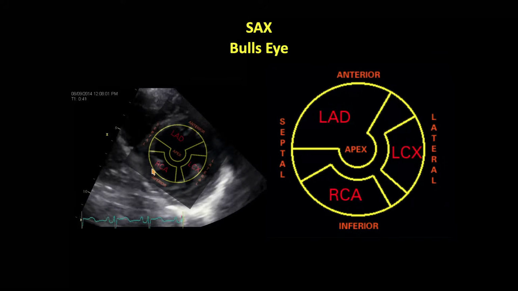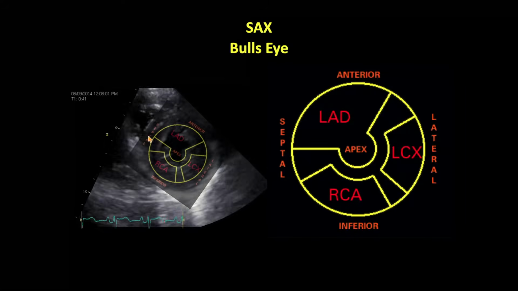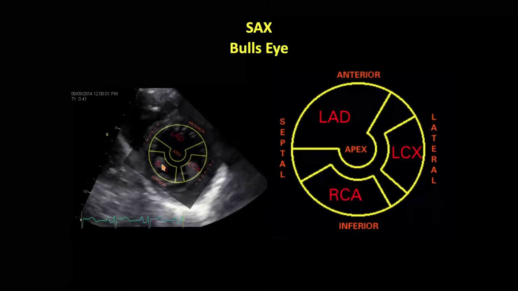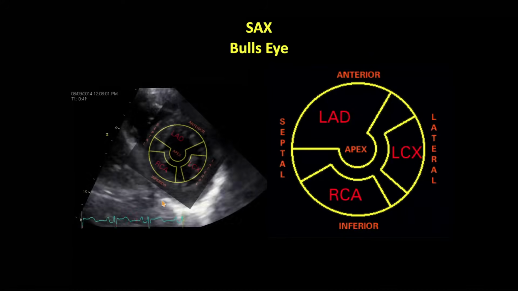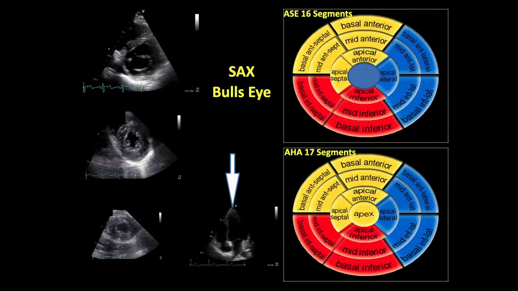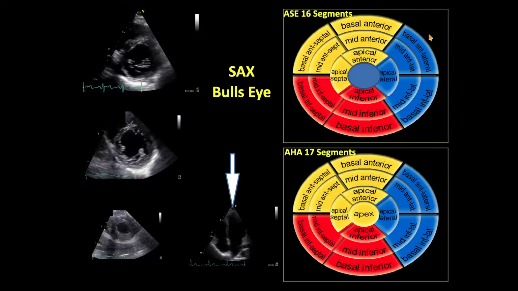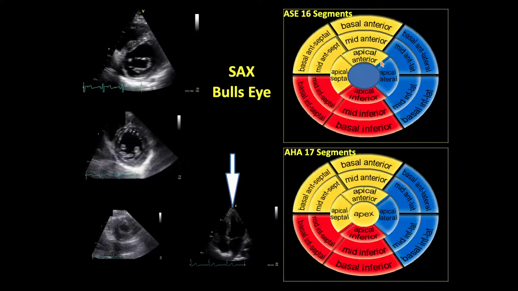And then you come to the surface below. So this is the inferior wall, and then the lower part of the septum is the inferoseptum. So this is where the RCA supplies. So a quick look at it, and you have a good idea of what you're dealing with. And this is what is called the bullseye. So everything is put together. So the outer segments are the basal segments, and then you have the mid segments, and then you have the apical segments.